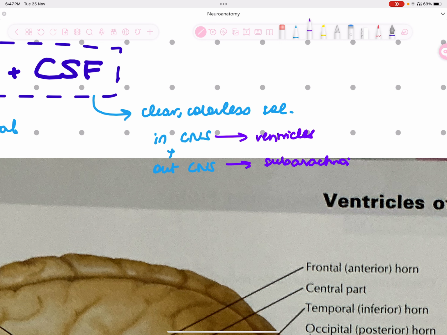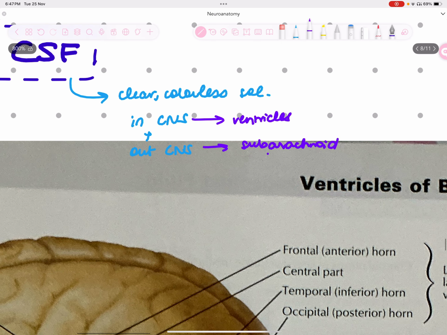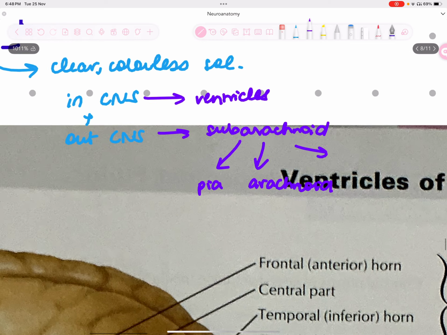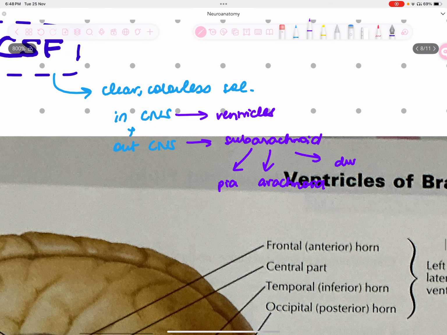Now you may be wondering what is subarachnoid space. So your brain has three layers, which are pia matter, arachnoid matter, and dura matter, right? These are the three layers which are covering not just your brain but also the spinal cord. So the entire central nervous system has these meningeal coverings: pia matter, arachnoid matter, and dura matter.